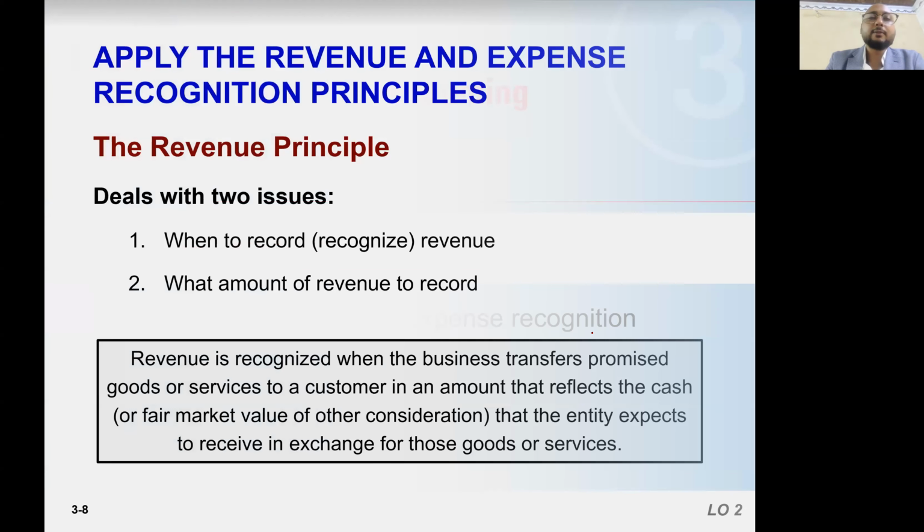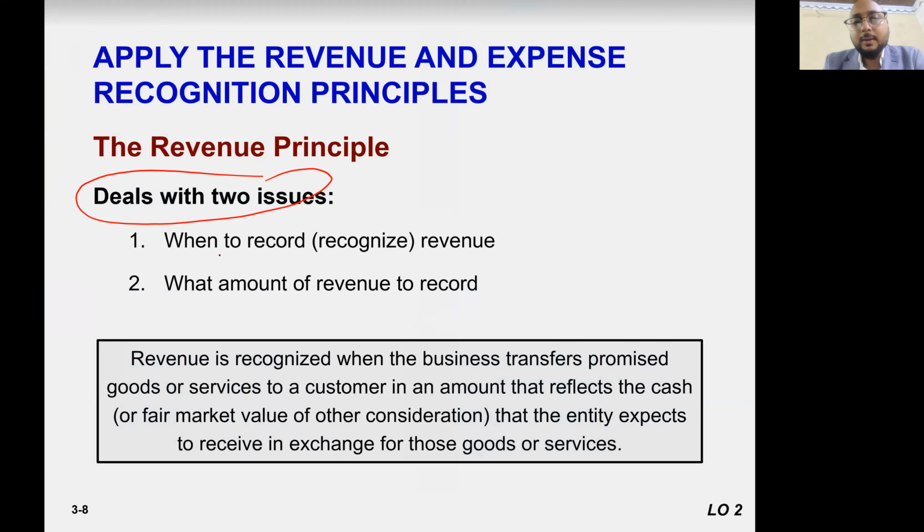So the revenue principle deals with two issues. Number one, when to record the revenue. Number two, what amount of revenue to record. Number one, when to record or recognize the revenue. So in accounting terms, we call this recognize.